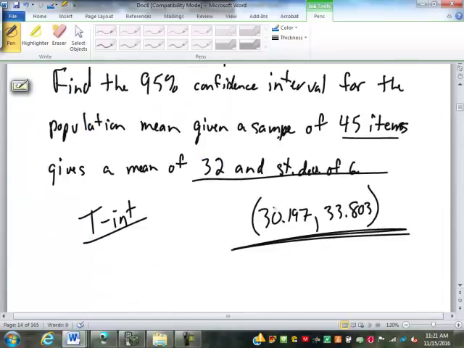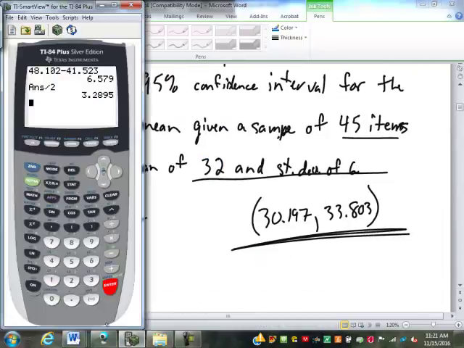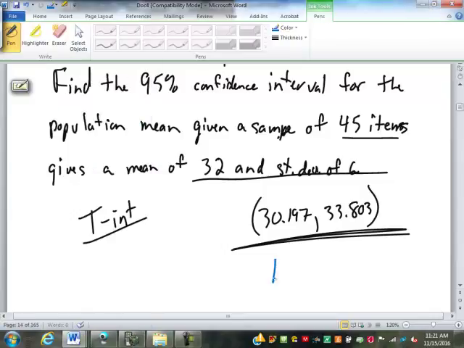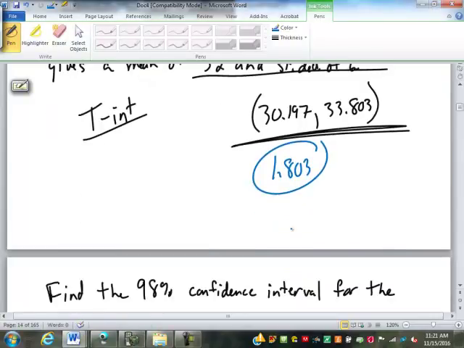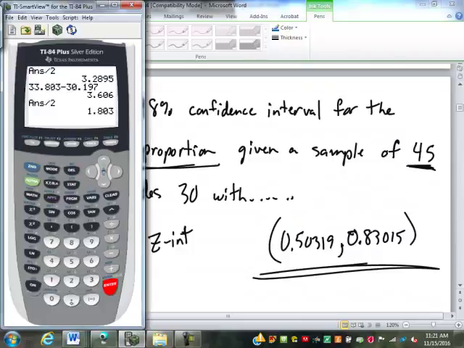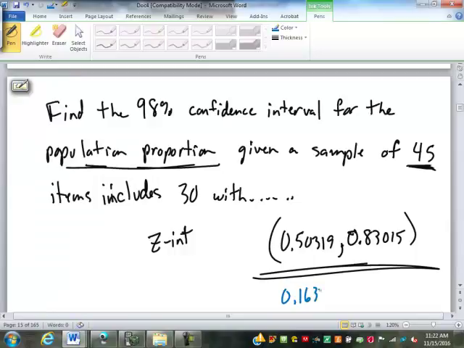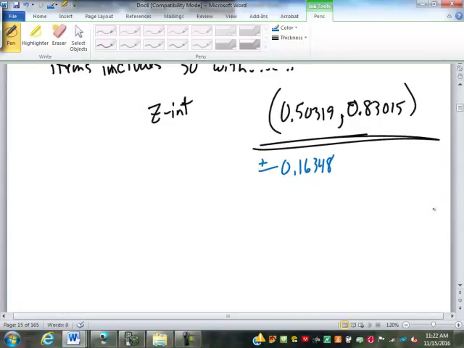I can do the same thing here. Subtract those. I'm just going to punch it in the calculator. So 33.803 minus 30.197. Again, I got hit equals, then divide by 2. 1.803. For proportion, same thing. Subtract those. 0.83015 minus 0.50319 equals divide by 2. 0.16348 is my margin of error. So that is my confidence intervals.